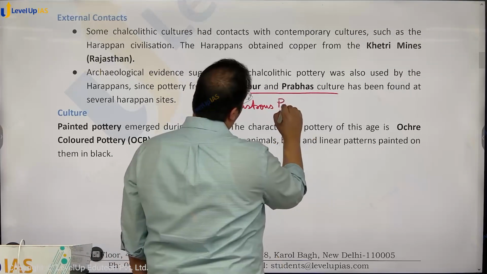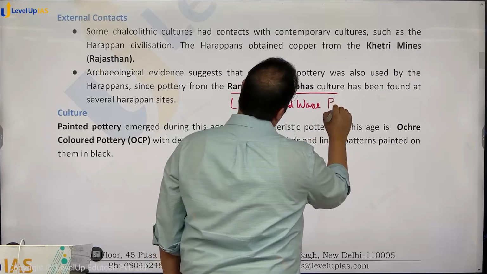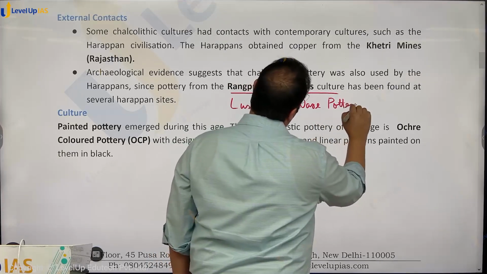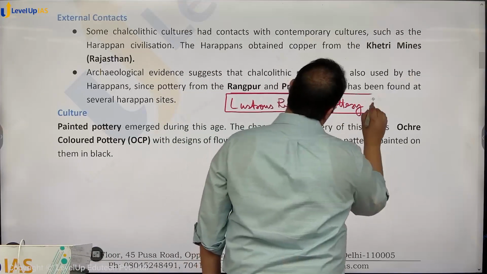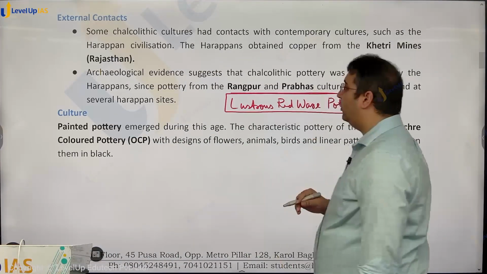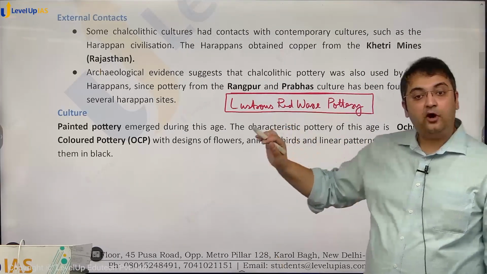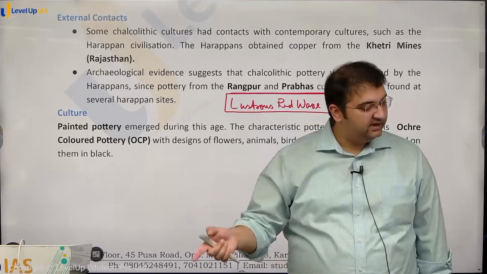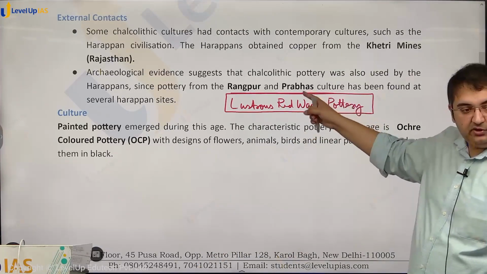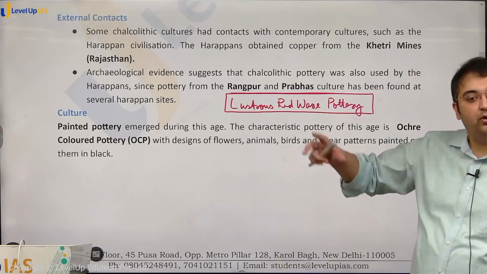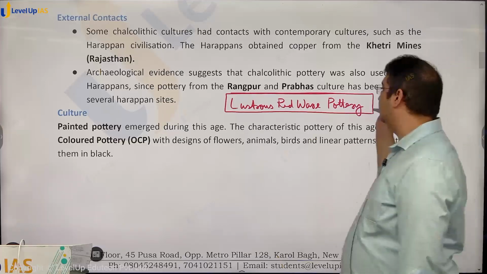lustrous redware pottery. It was the typical pottery of the Saurashtra region and has been found from other regions as well, indicating that pots manufactured in Prabhas or Rangpur were being exported to other regions. That means there was contact, right?